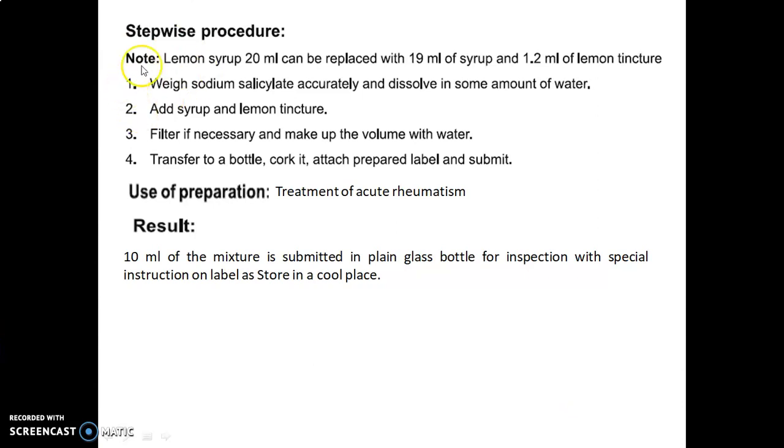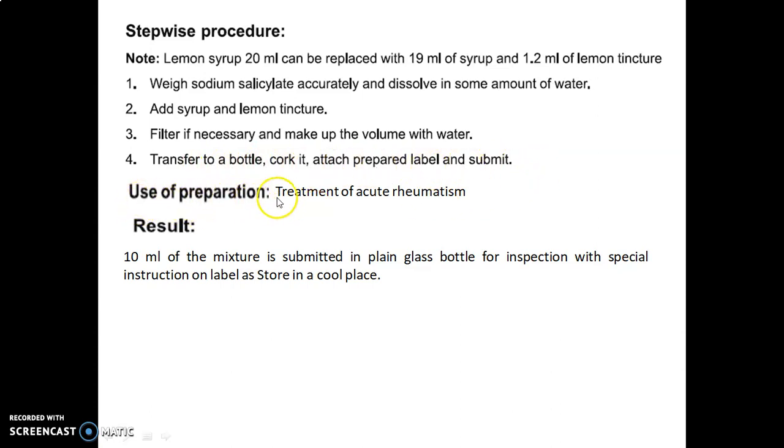We have the stepwise procedure. Note: lemon syrup 20 ml can be replaced with 19 ml of the syrup and 1.2 ml of the lemon tincture. In that, the first step is to weigh sodium salicylate accurately and dissolve it in some amount of water. Second, add the syrup and lemon tincture. Third, filter if necessary and make up the volume with water. Fourth, transfer to a bottle, cork it, attach the prepared label and submit.